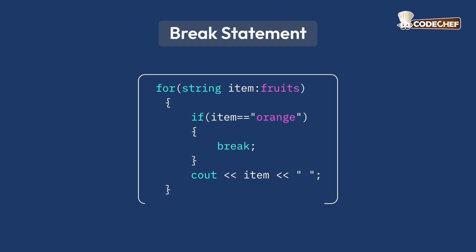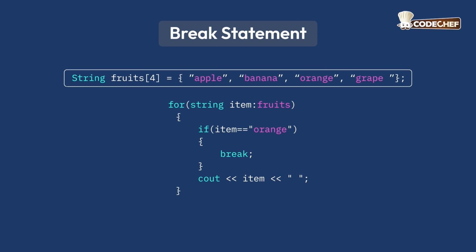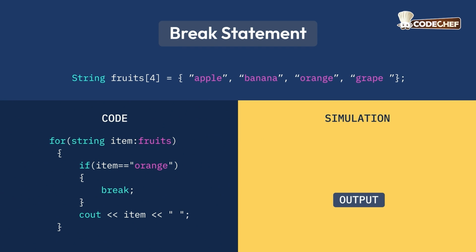In this snippet, you will see a for loop. The iterator is item that loops over an array called fruits. There is a break statement inside an if block. Now consider an array fruits with the items as shown. Let's apply this code on this fruits array and see what happens behind the scenes.